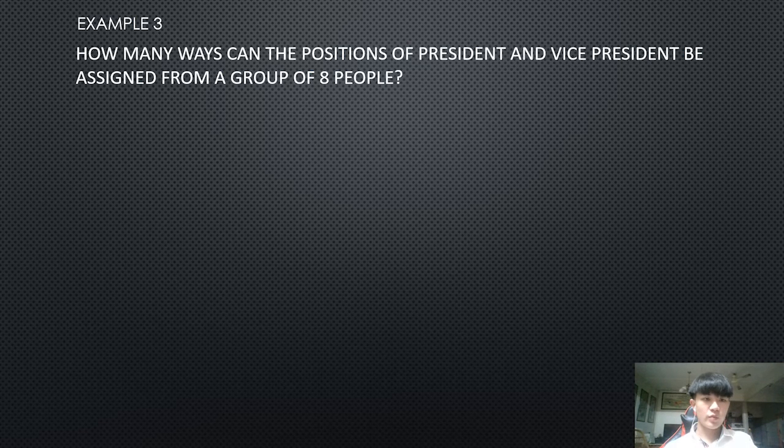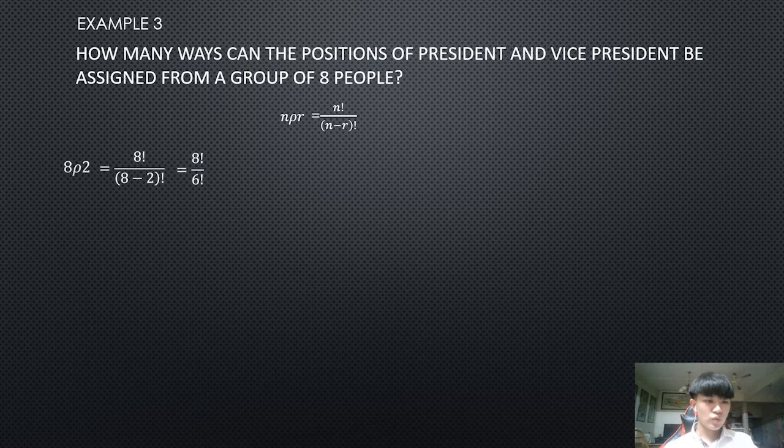The question is, how many ways can the position of president and vice president be assigned from a group of 8 people? The equation we need to use for finding the permutation is nPr, which helps us calculate the permutation. The equation nPr is equal to n factorial divided by n minus r factorial. For this question, 8 is the n and 2 is the r. So it will be 8 factorial divided by 8 minus 2 factorial. After 8 minus 2, it will be 6 factorial.